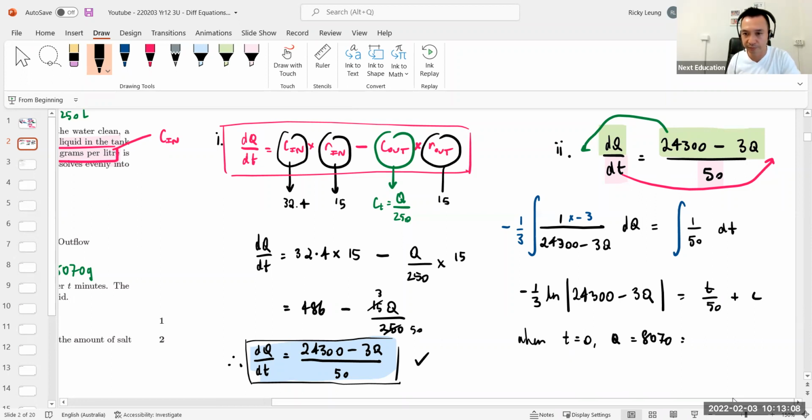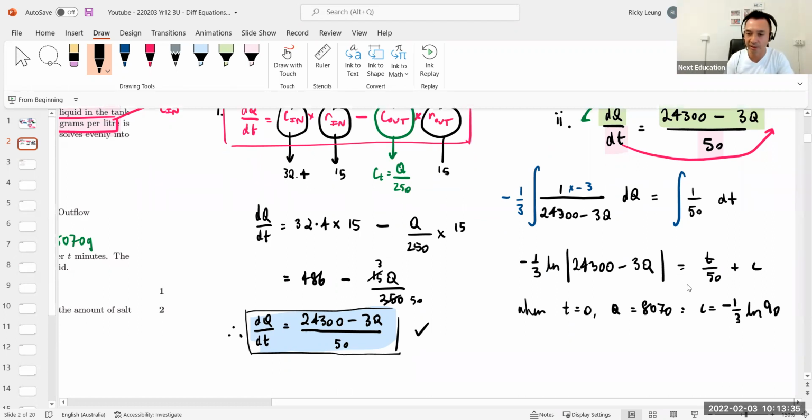Right, so if I sub that in, so t equals 0, then the constant equals... I need a calculator for this, guys. 24300 minus 3 times 8070, 90. Nice. That's just negative 1/3 ln 90. Is that right? And then I sub it in, right? So therefore, negative 1/3 ln. So what am I trying to do here? I'm just subbing this guy into the constant to remove it.